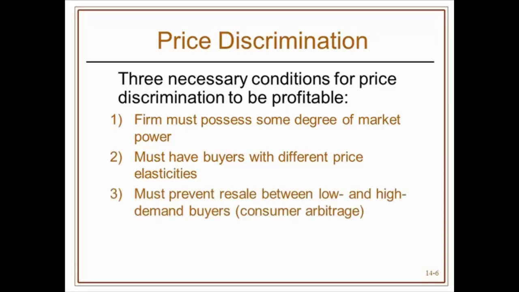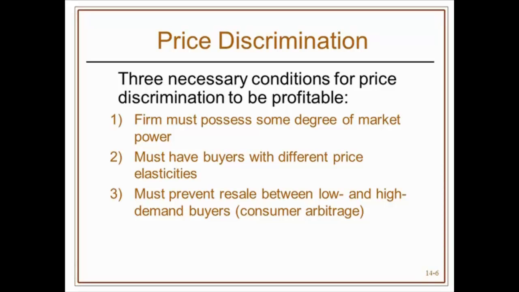And a third condition that must be met is that you have to be able to prevent resale of your product between the high demanders and the low demanders, or what they call consumer arbitrage. If this is not possible, if your high demanders and your low demanders kind of get together and chat with each other, then you can presume what's going to happen. If they know they're being charged based on their demand, then you're basically never going to see any of the high demanders show up.